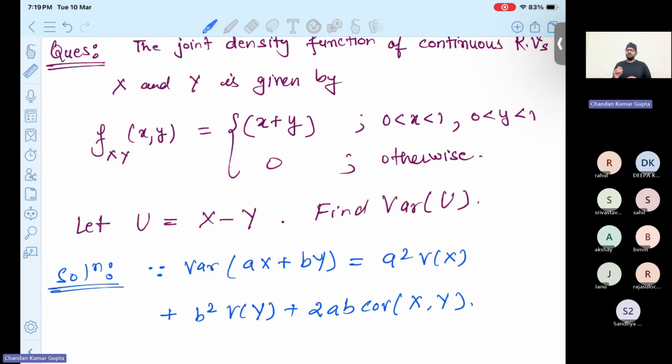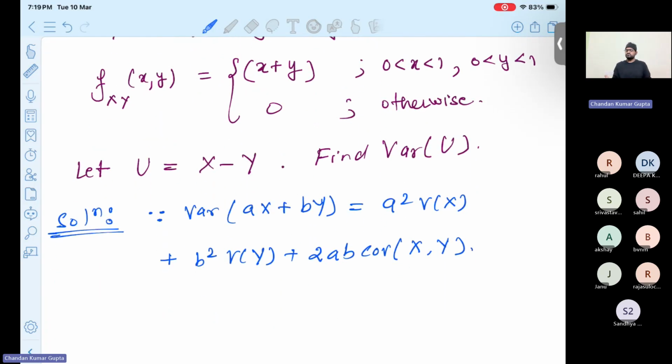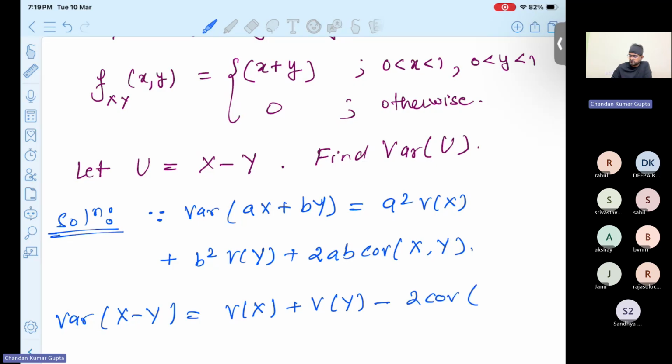Now, how can we calculate the covariance? We need the variance of X, the variance of Y, and the covariance of XY. These three terms we need to find, because then the variance of X minus Y will be the variance of X plus the variance of Y minus 2 into a into b, so 1 into 1, times the covariance of XY. We need to find this. So for the variance of X, we need the marginal of X.